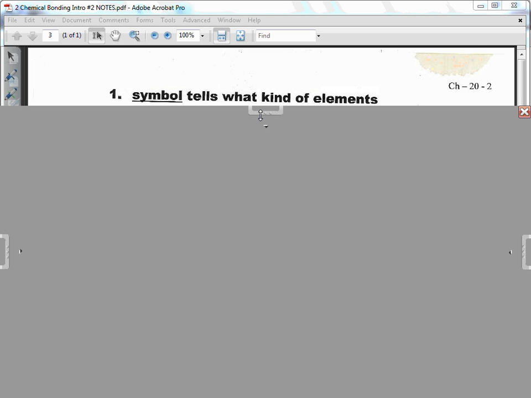So if I have a big H, what do I have? If I have a big C, little L, what do I have? If I have an HE, what do I have? Okay, very good. So you know what that means. It tells us what kind of elements. That should be part of your notes. You probably already have it there, because you did your assignment yesterday.